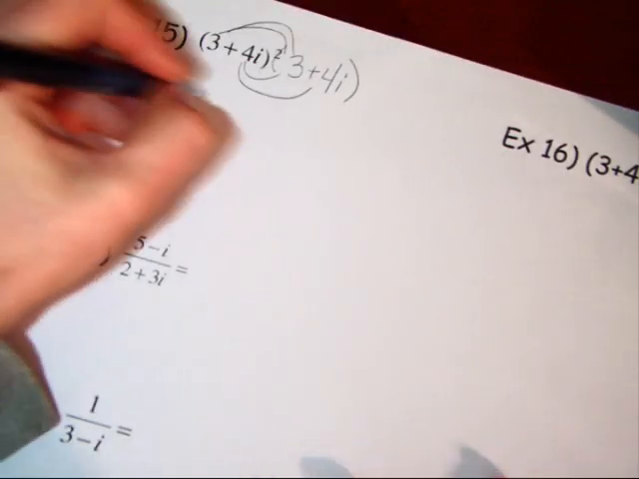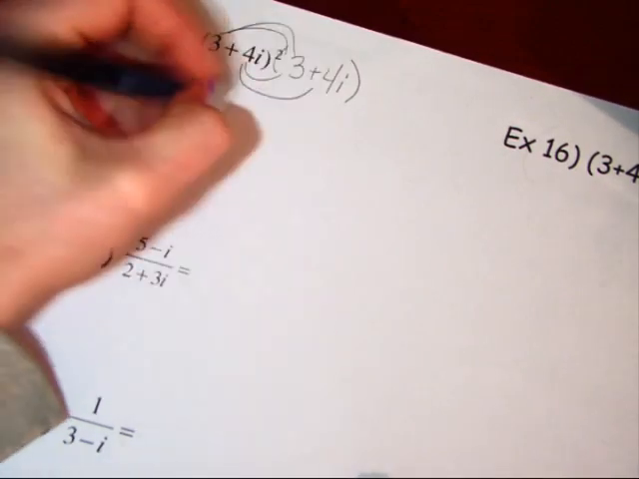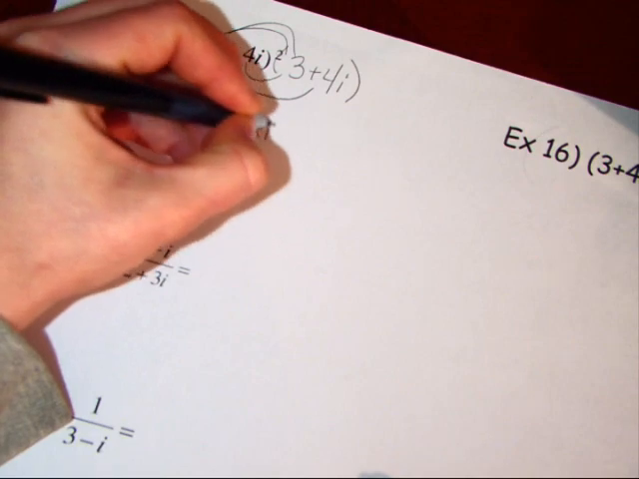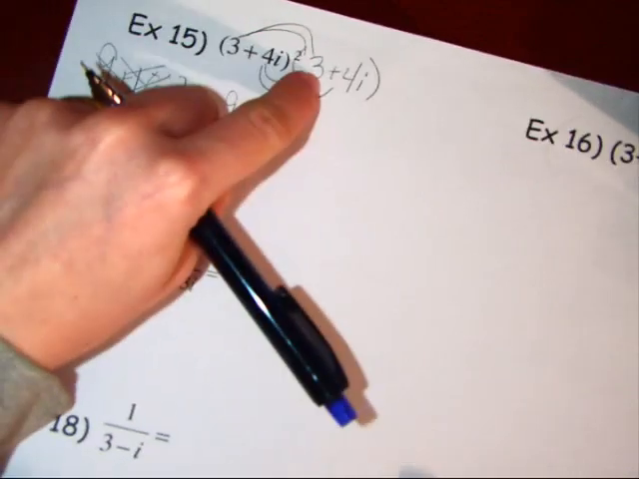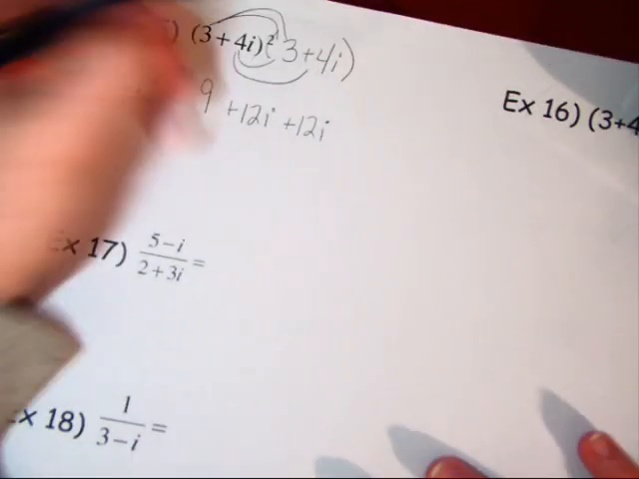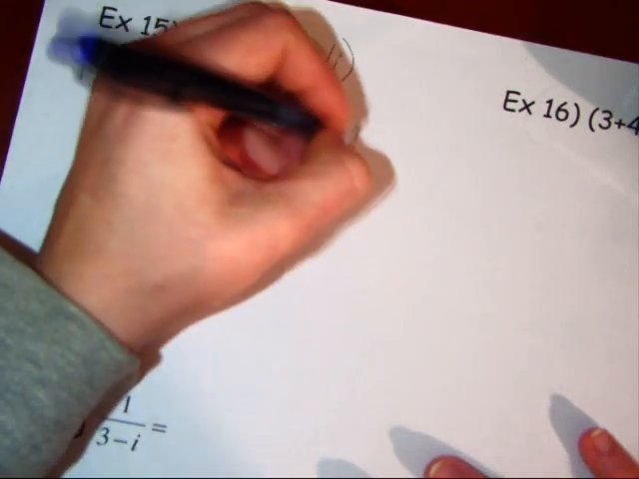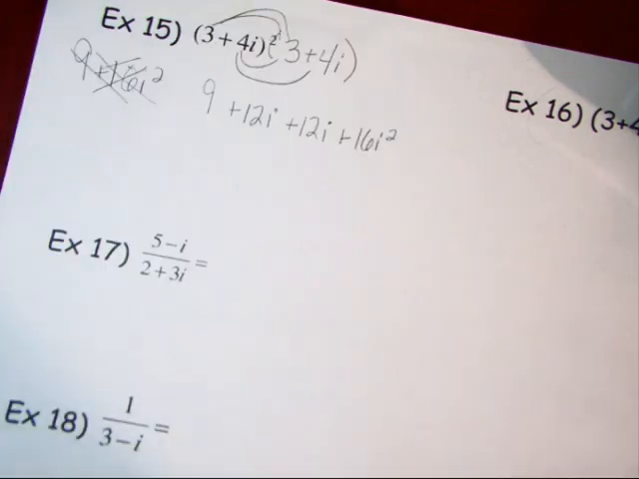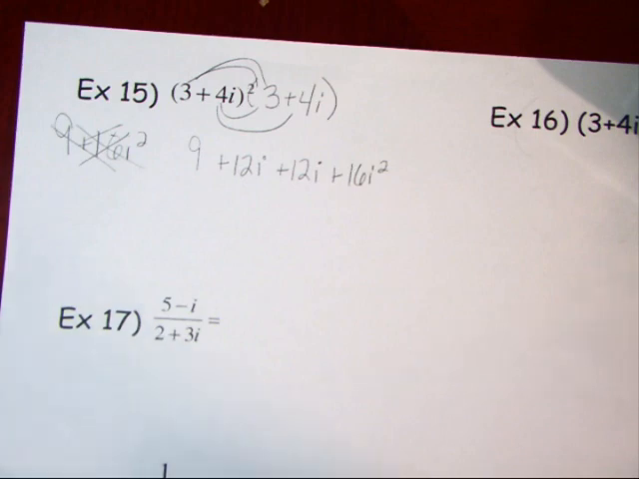Alright, 3 times 3 is 9. 3 times 4 is 12, but that one has an i. 4 times 3 is 12, and this one has an i. I'm just FOILing. And 4 times 4, this is a positive 16, and this one has an i squared. Take a look at that, pause the video. Maybe you want to make sure you understand how I FOILed that.